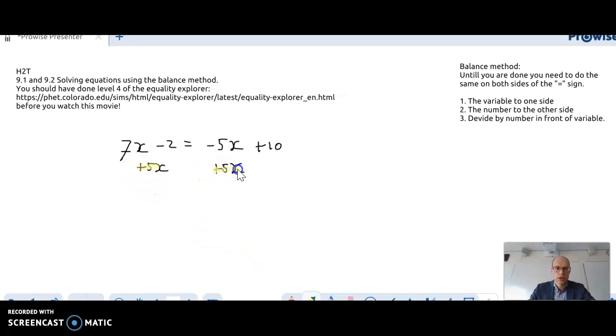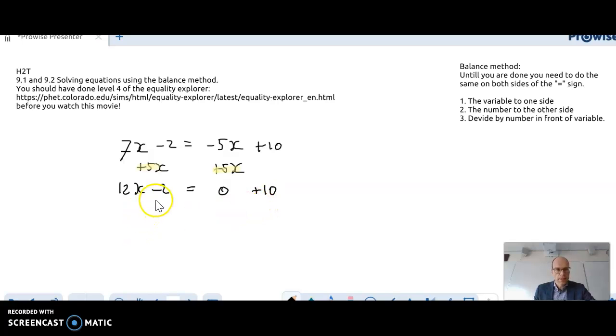That's 1. Just look in your book. And what do we have? If we have 7x plus 5x, we have 12x. So here, 12x minus 2. What do we have? If we have minus 5x plus 5x, then we have 0 plus 10.